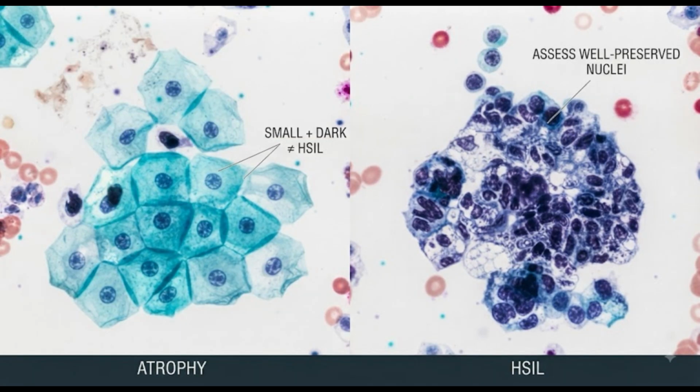In atrophy, parabasal cells naturally have scant cytoplasm and high NC. Degeneration may additionally produce hyperchromasia, pycnosis, or smudging. Therefore, small dark cells in an atrophic preparation should not automatically be interpreted as HSIL. Well-preserved nuclei must demonstrate convincing high-grade abnormalities.